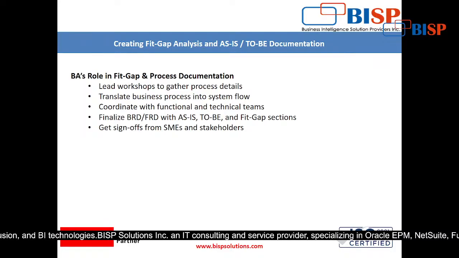So this is quite interesting. Lead workshops, that means again the BA is in full energy, right? So lead the workshop to gather process details, then translate business process into system flow, then coordinate with functional and technical teams, that is from our side. After that, finalize the BRD, FRD, whatever documents. Since the beginning I have been telling you there are so many documents, right? So BRD, FRD with as is and to be and fit gap solution. Now see, here also you will see three documents: as is document, the to be, and the fit gap, right?